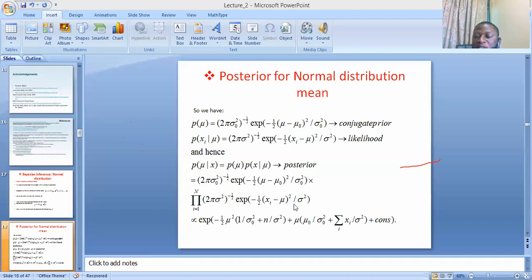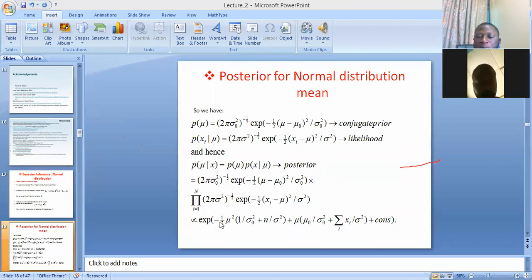Then you group like terms. How do you group like terms? What are you looking for? Remember, our interest is on the mean. So where we have mean square, we group those terms. And these are where we have mean square.